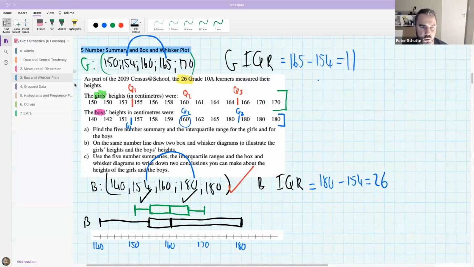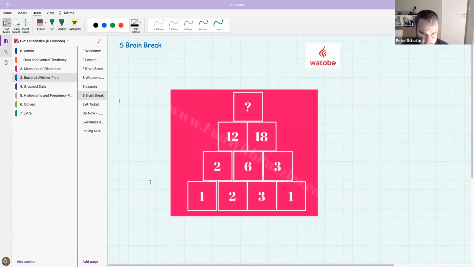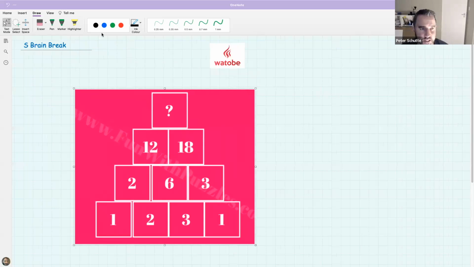And while your heart rates are coming down, I want to see, can you find me the missing value at the top of the pyramid?